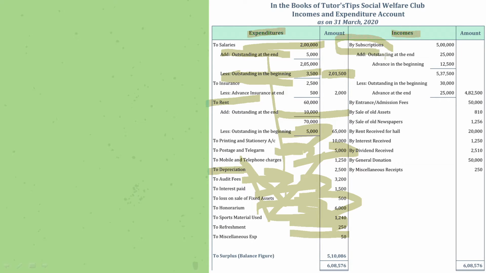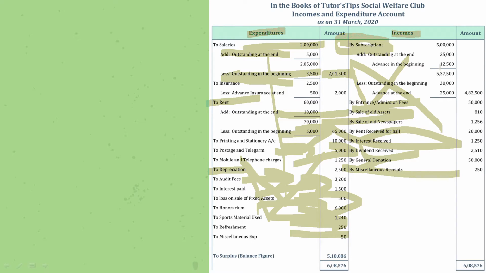Subscriptions are our main income, but mind you, we'll subtract the subscriptions that do not belong to this year. Or we'll add the subscriptions that we did not receive this year but that actually belong to this year. And now entrance fees, sale of old assets, sale of newspaper, rent received, interest received, dividend received, general donation and miscellaneous receipts, these are all our income and these are our expenses.